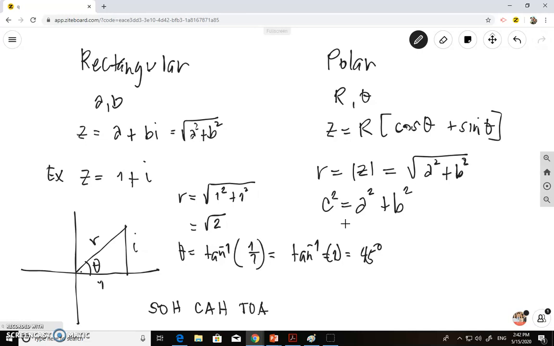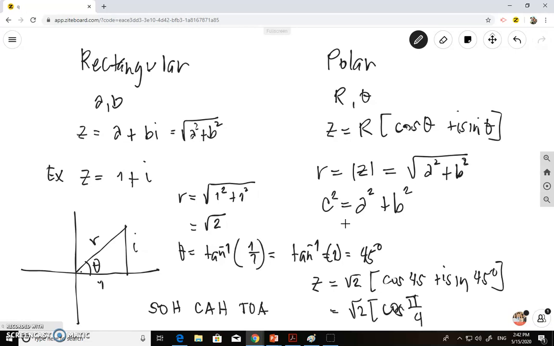Now we'll write it in polar, or trigonometric, form. So we have z equals r, which is the square root of 2, times cosine 45 plus i sine 45 degrees. You can write it in this form, or you can write it in radian form: square root of 2 times cosine pi over 4 plus i sine pi over 4.